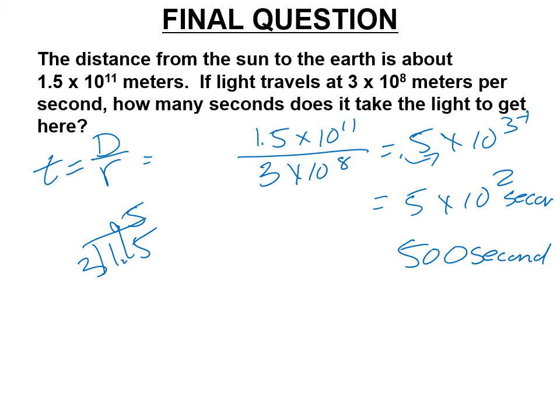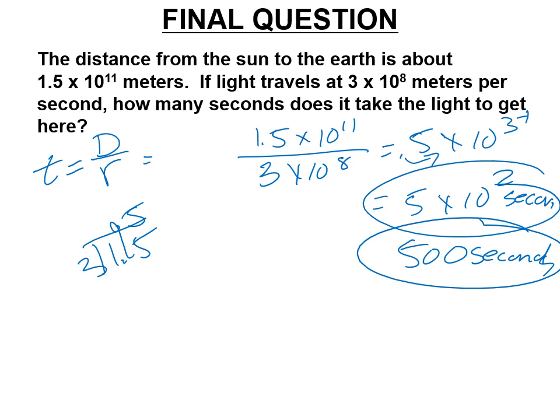All right, because it doesn't say put it in scientific notation, so either way is good. How many seconds does the light take to get here? 500 seconds.